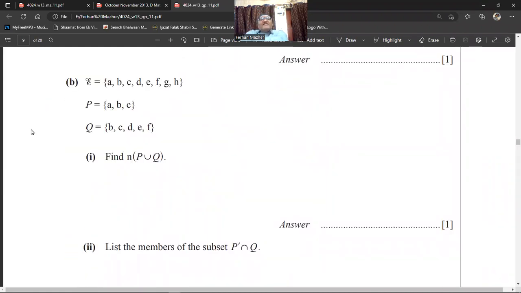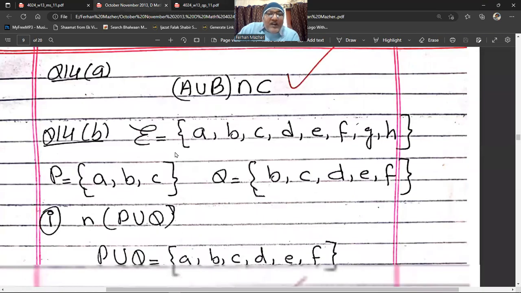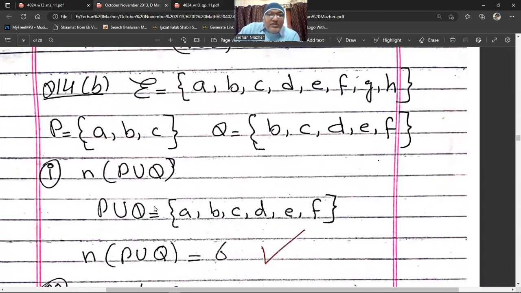He says a universal set is given here: A, B, C, D, E, F, G, H. The set P is A, B, C, and the set Q is B, C, D, E, F. The first question: find how many members are in P union Q. First of all, I will find P union Q, and then how many members are there. P union Q means P and Q both together, but you are not supposed to repeat a member. A, B, C, D, E, F. Okay, that's P union Q.